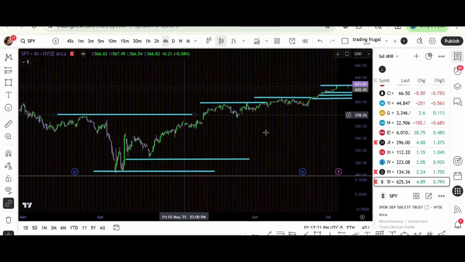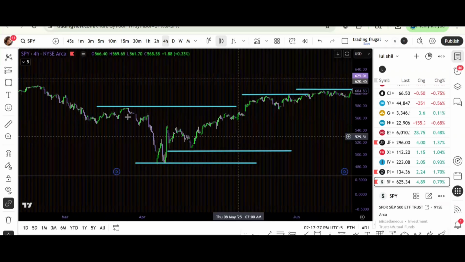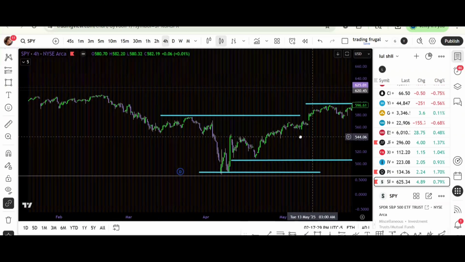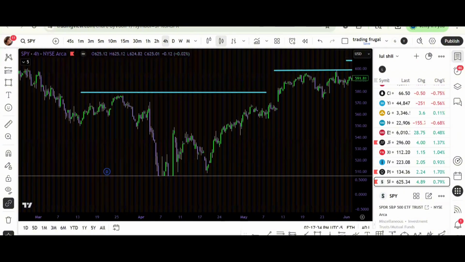Okay, so we got support, we got resistance. Next, let's go back here and use some of this support and resistance. When support breaks, that means it might become new resistance. Support usually becomes resistance, and resistance becomes support, because price just moves back and forth.